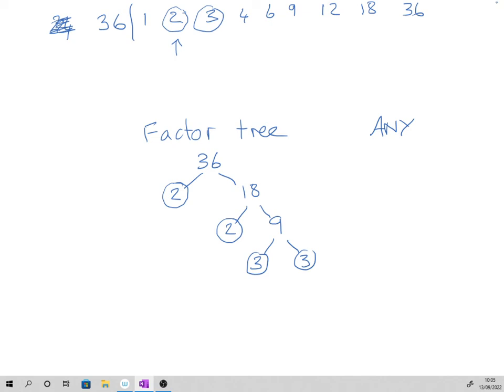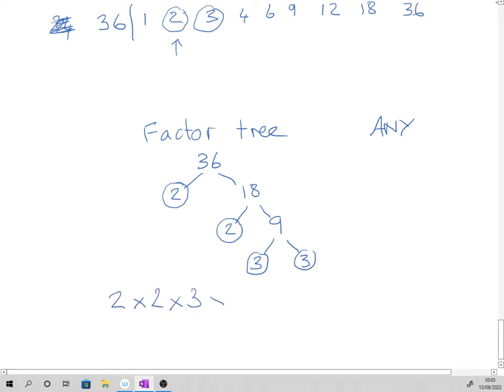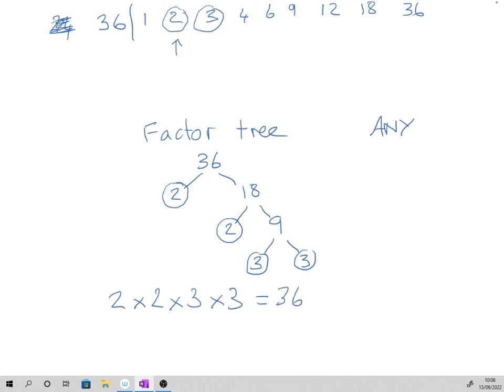And if we take all these numbers, 2 times 2 times 3 times 3, we can see that this is 2 times 2 is 4, times 3 is 12, times 3 is 36. So we've used prime numbers, the factors of 36, as prime numbers to make 36. So we've found out the prime factors of 36.